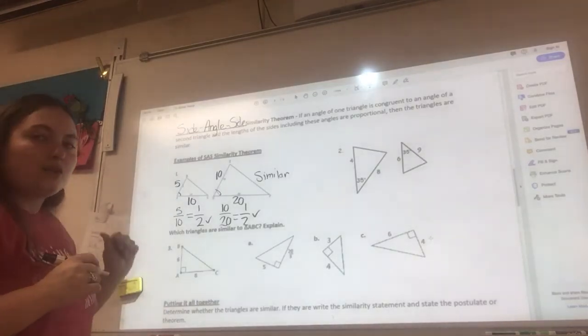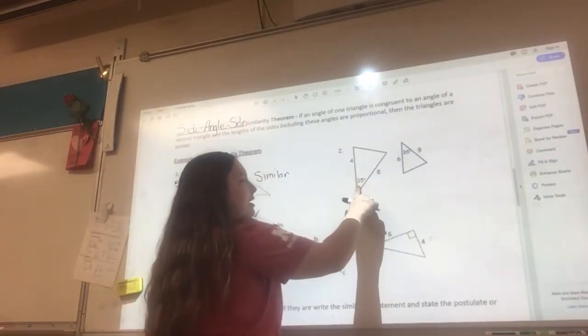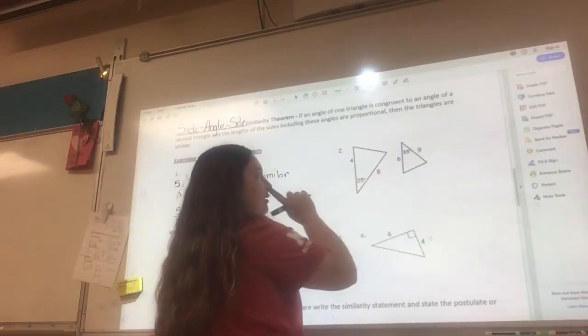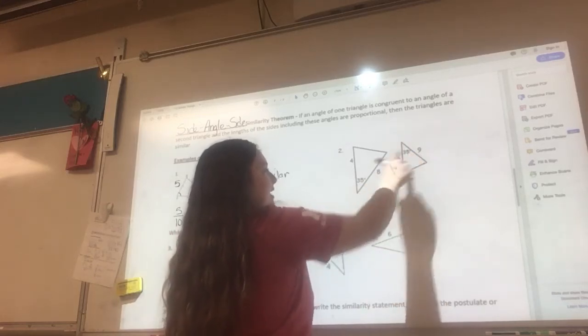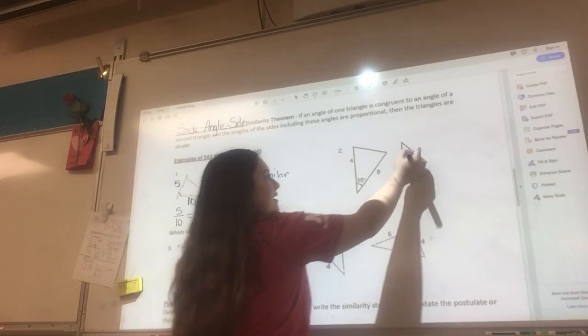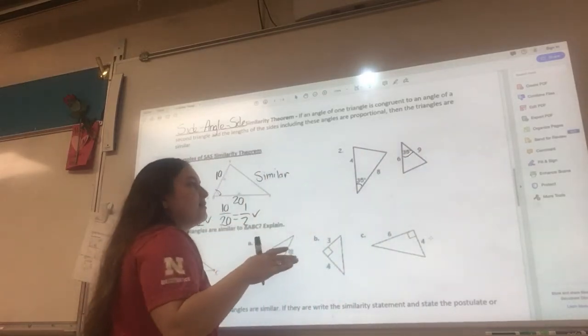Moving on to 2. 2 has a 4, an angle of 35, and an 8, and another triangle that has a 6, an angle of 35, and a 9. Well, the angles are the same. Sweet. That's a good start. We now need to look at sides.